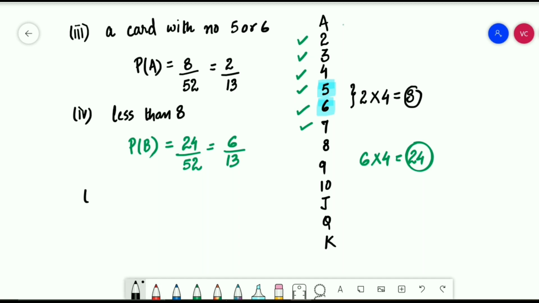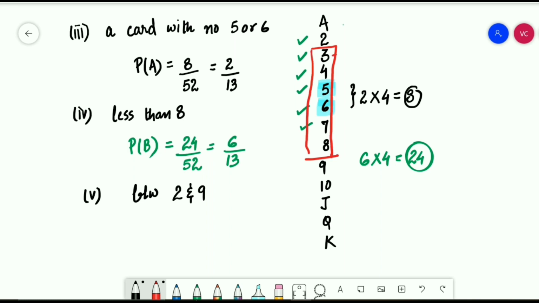Okay, now the another part, 5th part, is a card with number between 2 and 9. Okay, now we have to search a card which are between 2 and 9. Okay, these are the cards which are between 2 and 9.